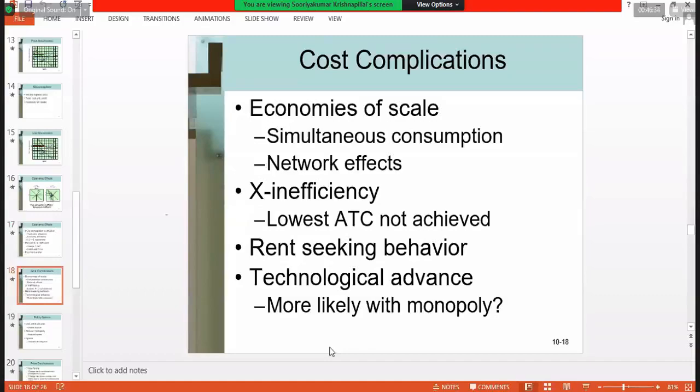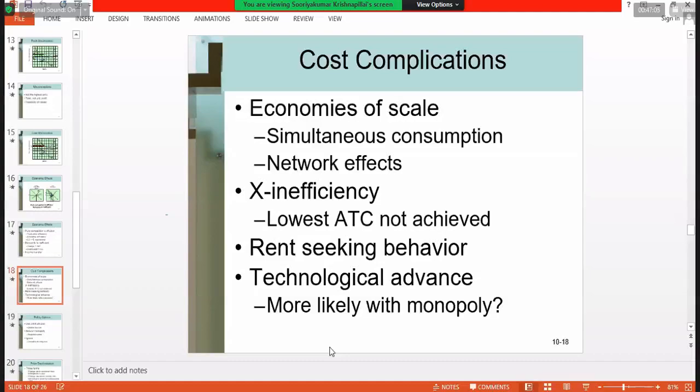So then if they don't want to work very hard, they will not produce at the lowest cost. So that is also one reason. So they are managers, sometimes they want the easy life. But they are guaranteed, they are the only producer, they always get profit. There is no competition because of that.